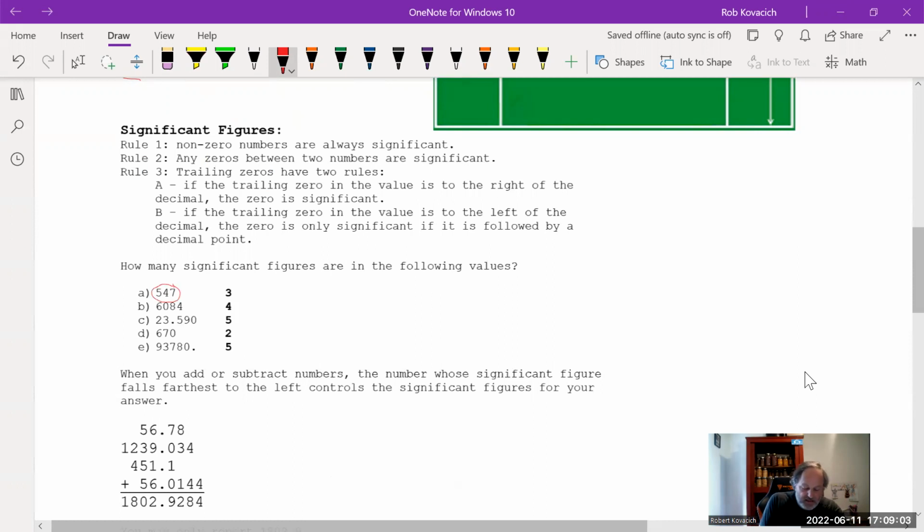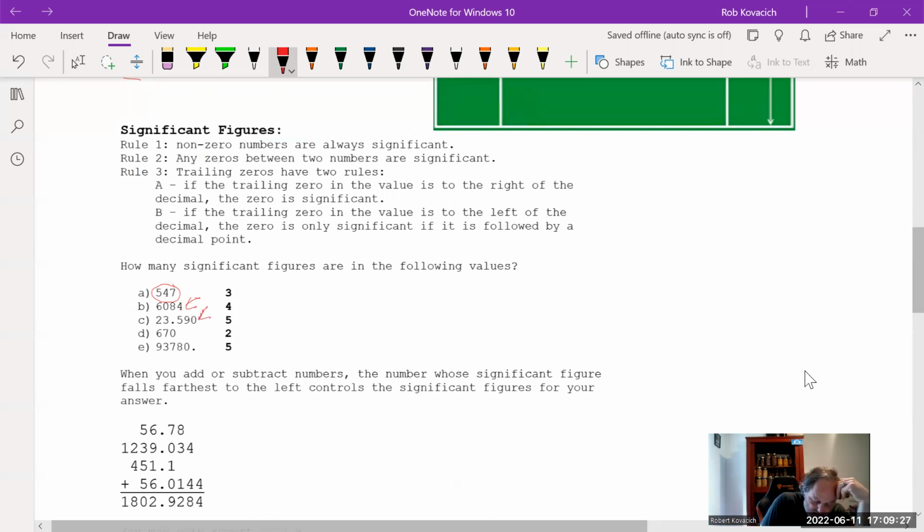So this number has three significant figures. Whatever this measurement is, let's say it's grams. This scale actually read 547 grams. Awesome. This is about rule number two. There is a zero in there, but it's sandwiched between a six and an eight. So this scale actually read 6,084 grams.